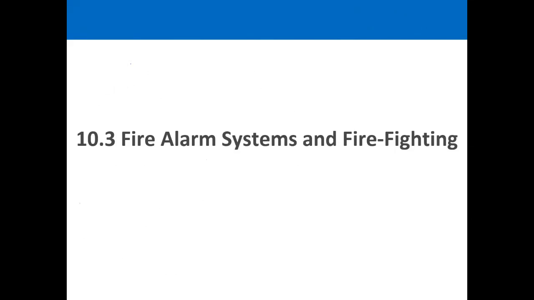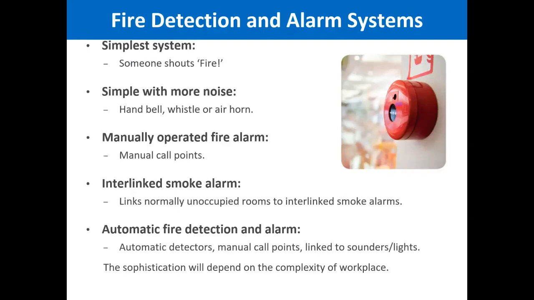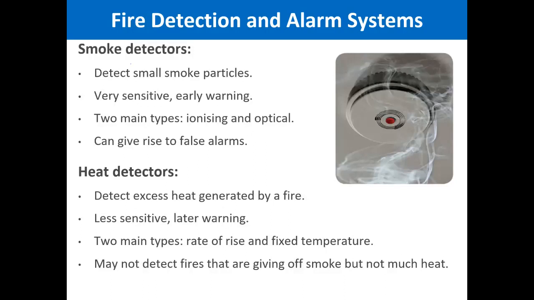Then we have fire alarm systems and firefighting. There are various types of fire alarm. Simplest is shouting fire, fire, fire. Then there is a handbell or whistle as well. Manual call points are available. There are interlinked smoke alarms, in which if a smoke alarm goes off in one part of the building, it will raise the alarm, and there are automatic fire detection and alarm systems.